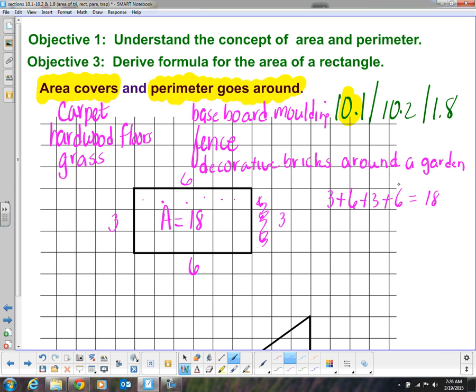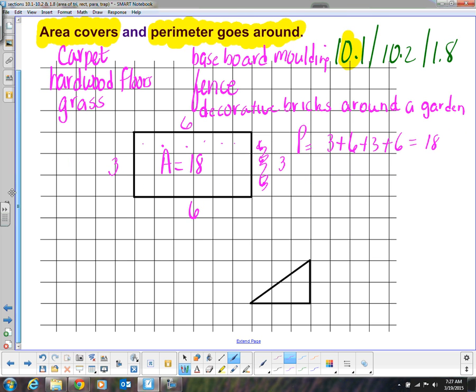Okay, is the area and perimeter always the same? Bad example. I tried to come up with one. It would have taken me forever.